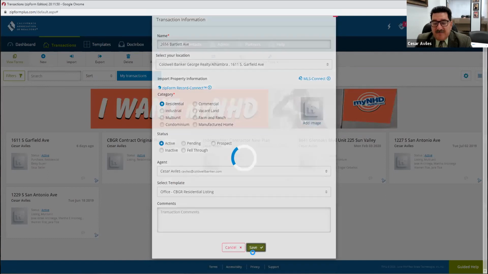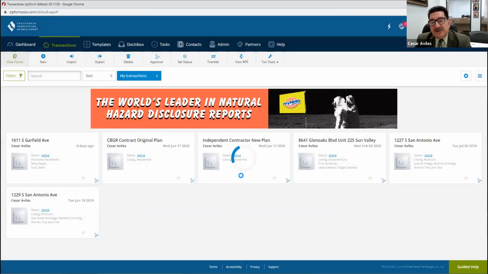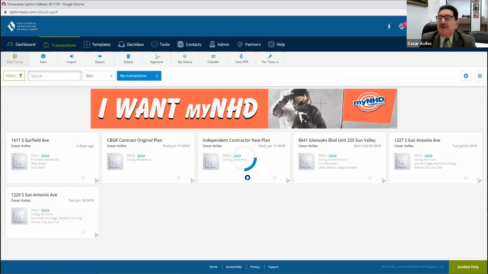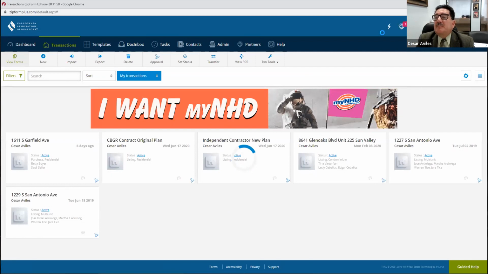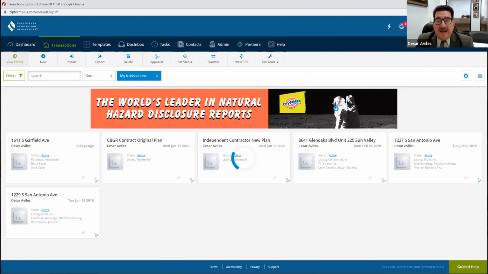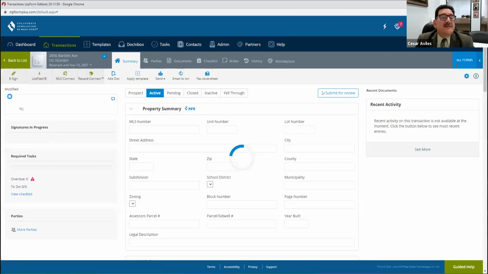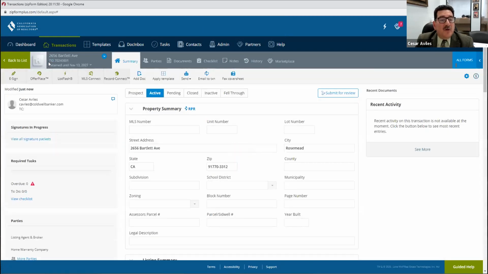When I put save, it opens up my transaction, and right here it's applying all of that menu, all of that template, into my transaction, okay? I'm landing on my transaction right here. It also gives it a transaction identification number. This transaction is gonna be saved at CAR until November 13 of 2027.